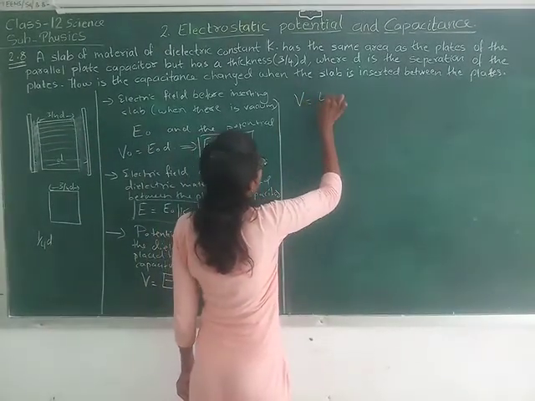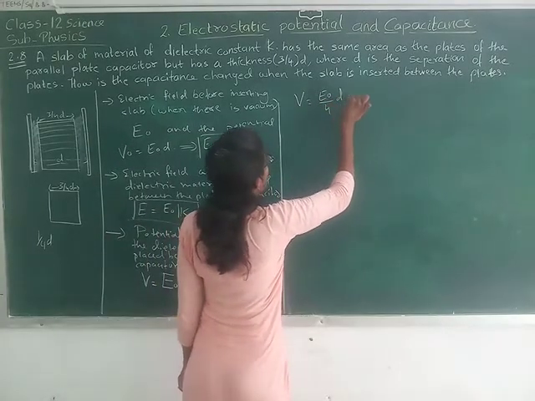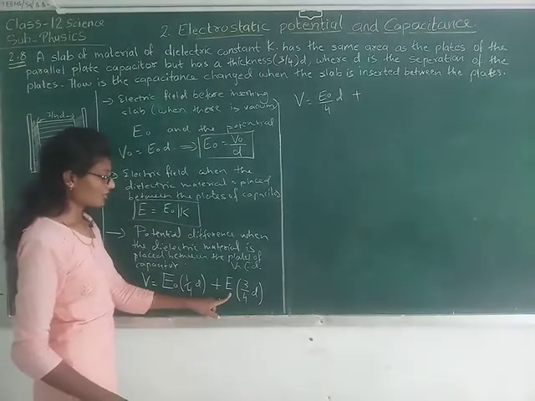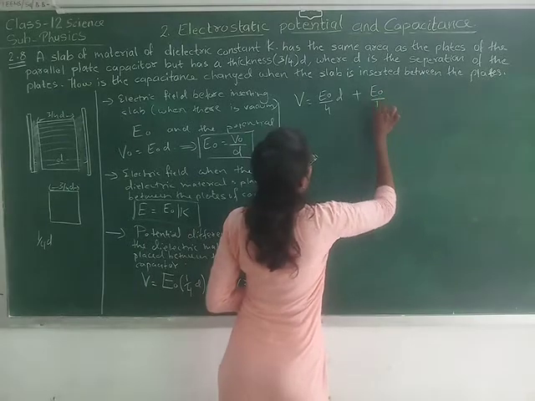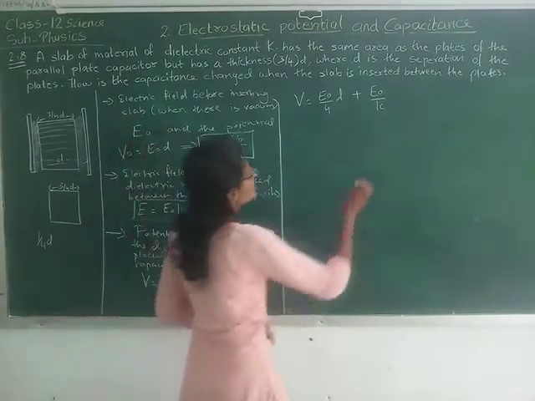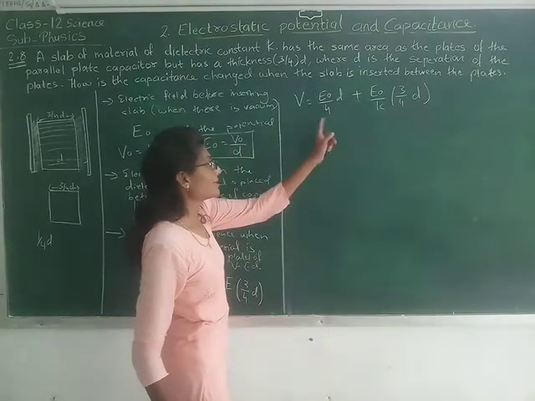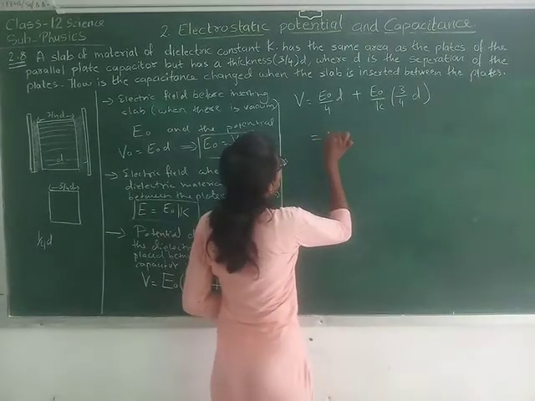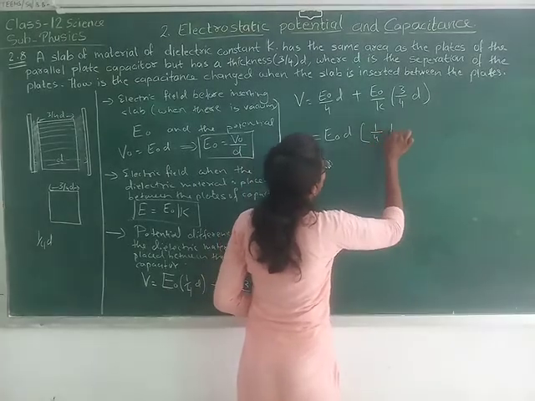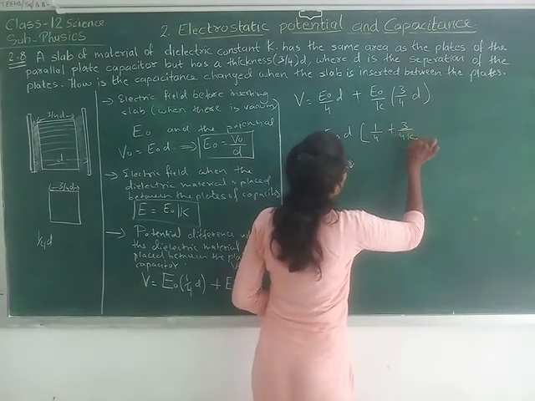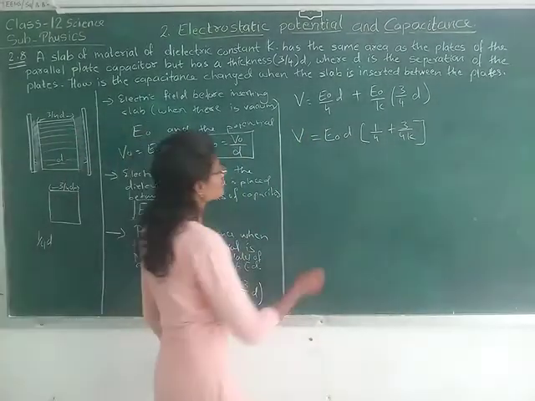Thus V equals to E0 upon 4 D plus what is E? That is E0 by K. Instead of E, we are writing E0 by K, and this 3 by 4 D, right? We can take this common, E0D, 1 by 4 plus 3 by 4 K, right? This is the potential, right?